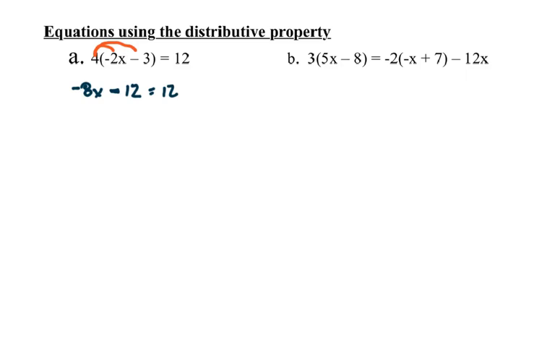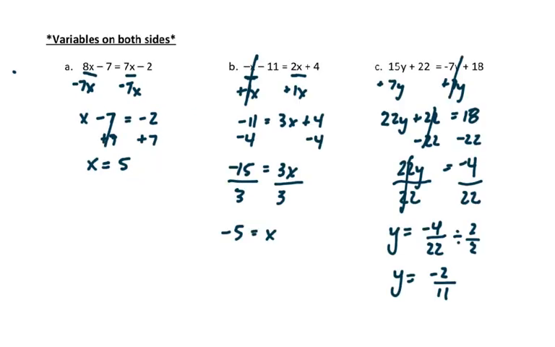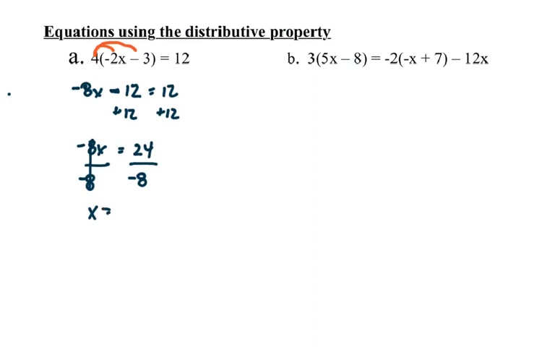Now, this one actually is just a 2-step equation. We're going to add 12. Negative 8x equals positive 24. And we'll divide by negative 8. X equals negative 3.